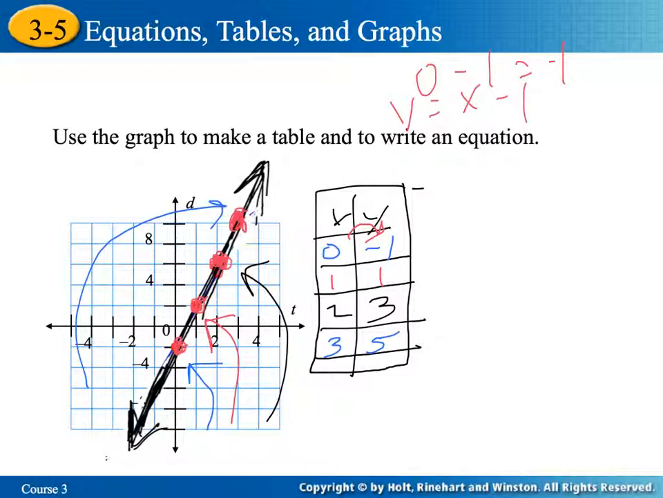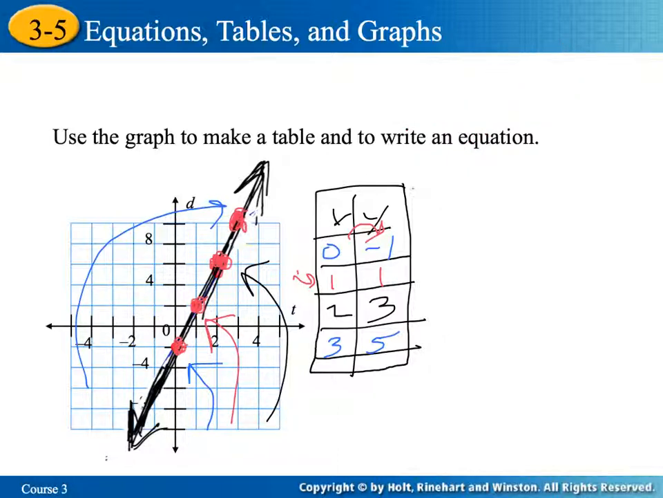Does that work for the second one? If I plug in 1 here, do I also get 1? If I plug in 1 to this equation, I get 1 minus 1. 1 minus 1 is not 1, so that doesn't work. Can't just subtract. So we're going to try something new. So x minus 1 doesn't work.